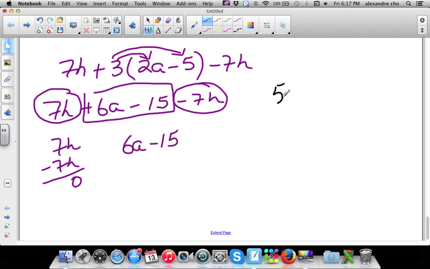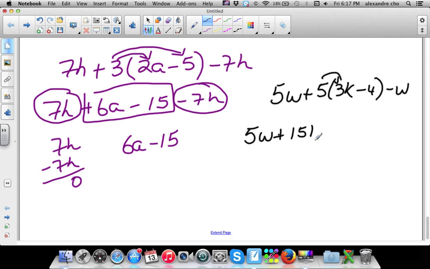Next one. 5w plus 5 parentheses 3k minus 4 minus w. So let's see what we get here. Again, you got to get rid of the parentheses. 5w stays as it is. Let's multiply the 5 and 3k. That should give us plus 15k. The 5 and the 4 there will give you 20, but it's minus 20. And finally the last term, minus w.